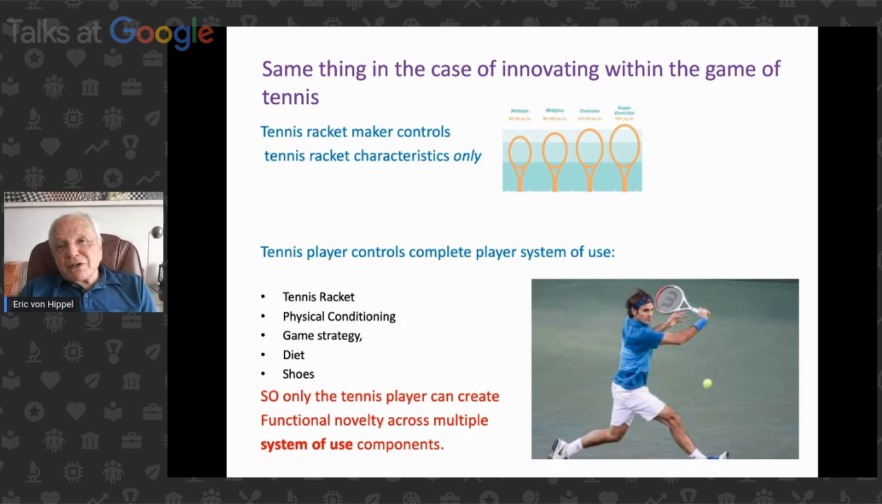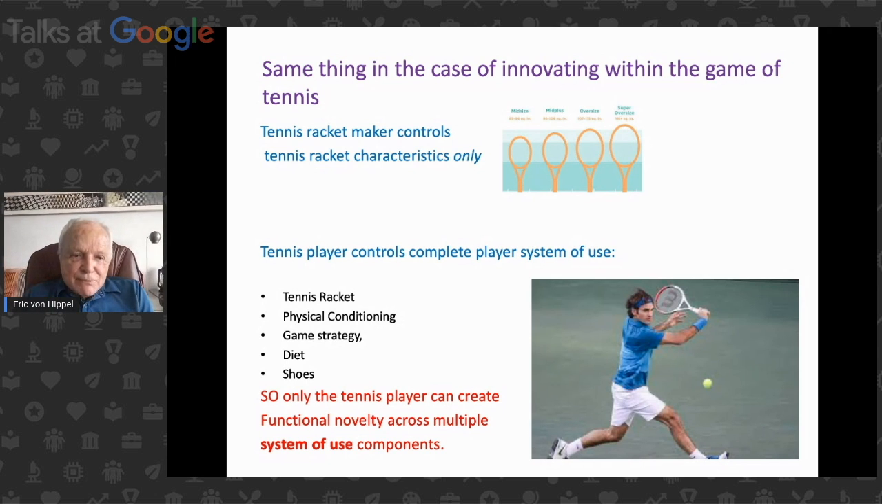Same thing in the case of innovating within the game of tennis. That may be more tractable. So the tennis racket maker controls tennis racket characteristics only. Makes them larger, smaller, springier, less springy, metal, plastic, et cetera. In contrast, the tennis player, here Roger Federer, controls a complete player system of use. There's a lot more involved than a racket. There's physical conditioning, game strategy, diet, shoes, and all of these things are interdependent.